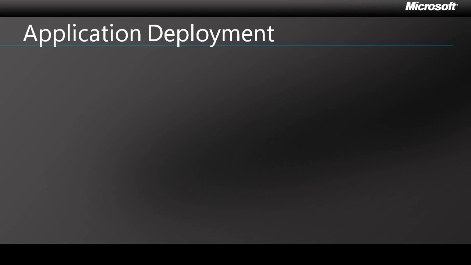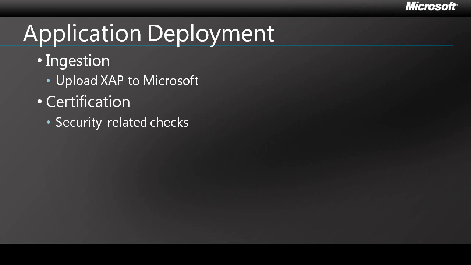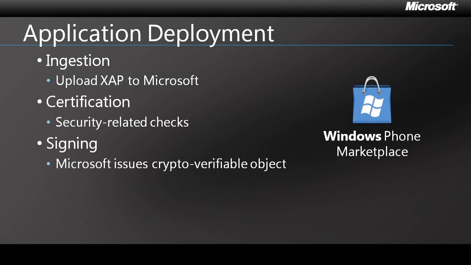Now, once you've built the Windows Phone application, how do you get it to users? The first step is to get it into the Windows Phone Marketplace, and this is a 3-step process. First, you upload the application to Microsoft. Next, Microsoft performs basic security checks as part of a certification process. Finally, as long as these various checks are satisfied, Microsoft signs the application and it's published in the marketplace. The application gets a crypto-verifiable license, which is used to grant rights to the application. Now, at this point, your users can simply download the signed ZAP to their phone, where it gets deployed.